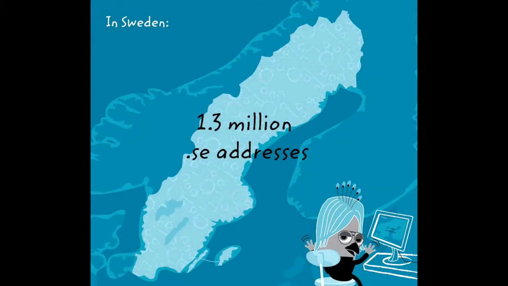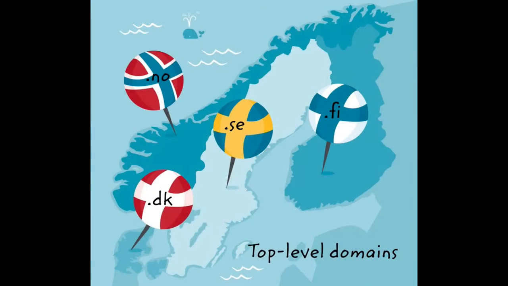Addresses that end in .se have a connection to Sweden, and there are around 1.3 million .se addresses. There are also other addresses that end with 2 letters that show which country a site has as its home. To take some examples, Danish websites often have .dk at the end, while many sites in Finland end with .fi, and in Norway they use .no.